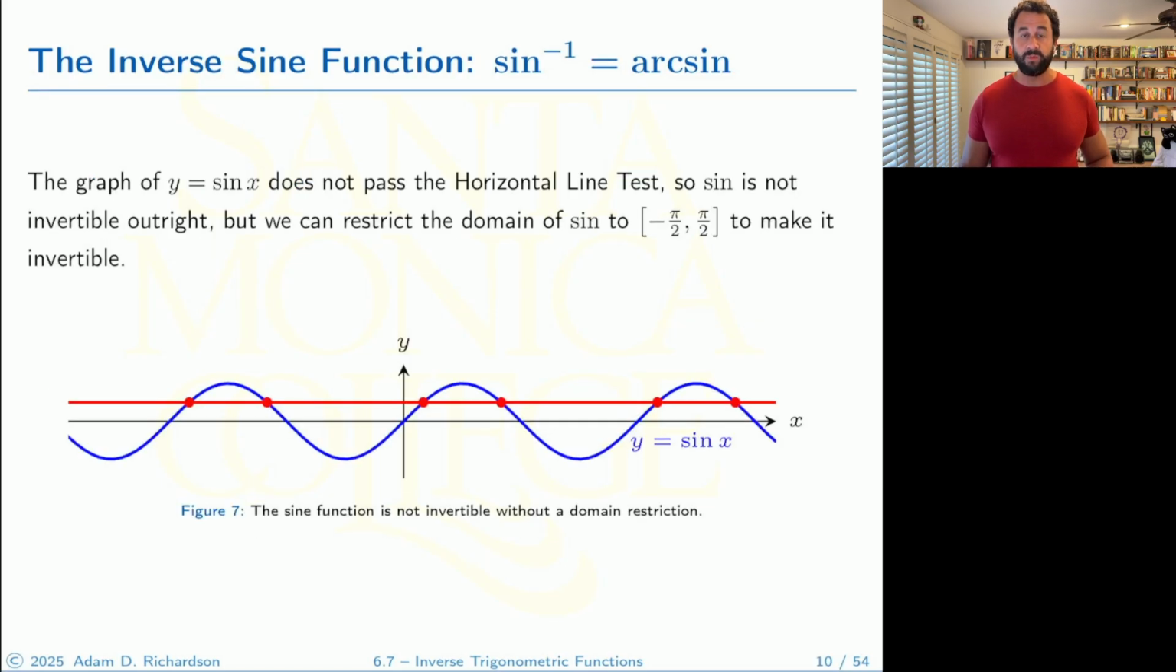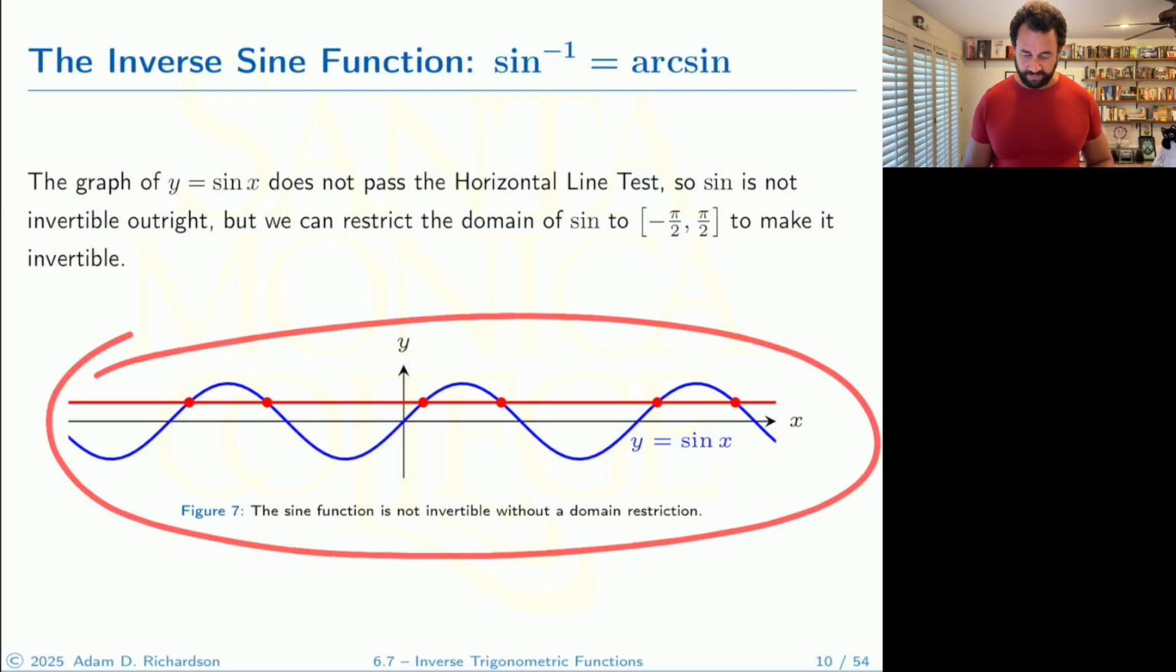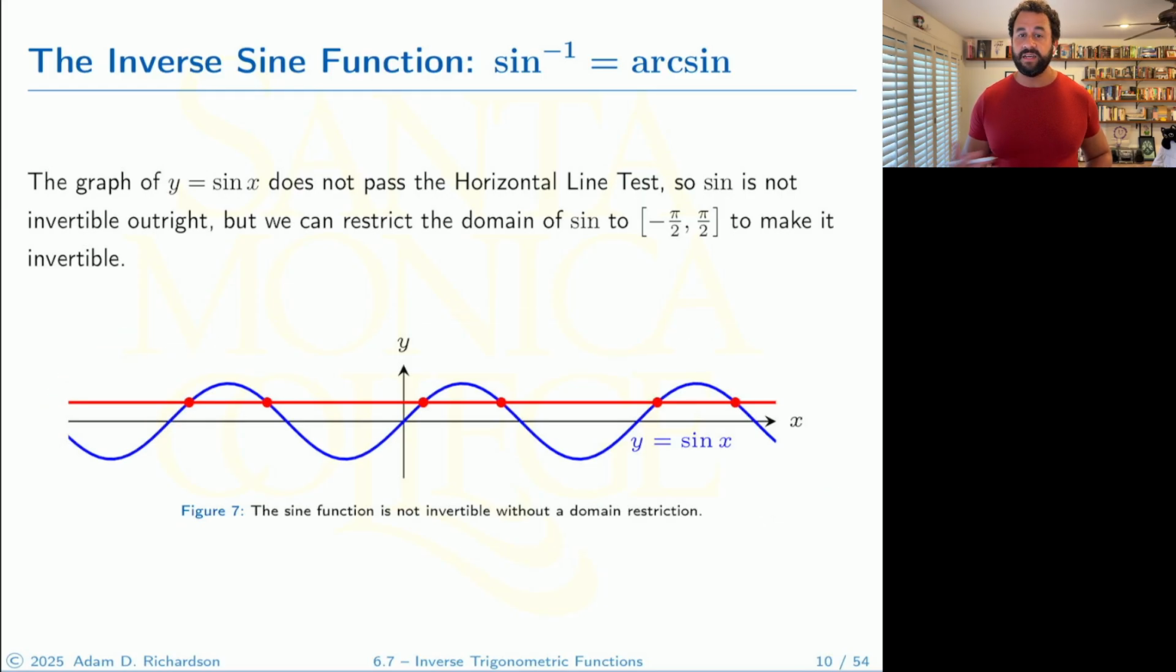Now, remember that we restricted the domain, and there's an important reason for that. You can see here that the graph of the sine function doesn't pass the horizontal line test, so it's not invertible outright, okay? That's why we restrict the domain of sine to be negative pi over 2 to pi over 2 to make it invertible. In particular, we're going to chop it there and there. And when we do that, if you look at this little piece of the graph on the inside here, that's one to one and it's continuous, so it's got an inverse function.